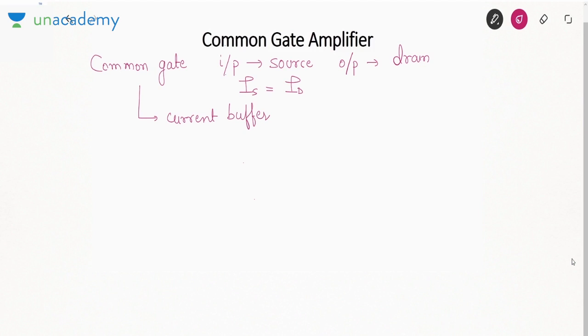Also, common gate configuration increases the output resistance and decreases the input resistance. And how is that helpful? See, in a current amplifier or current buffer, what happens? The circuit model is like this. I'll show you these models again later on.